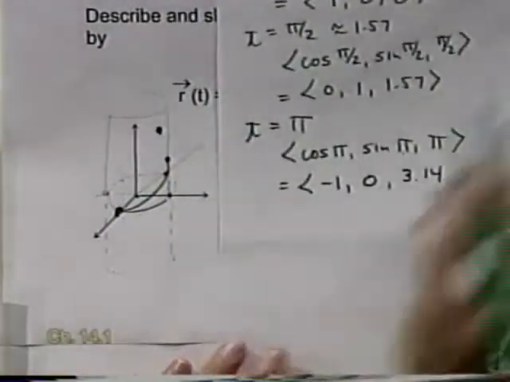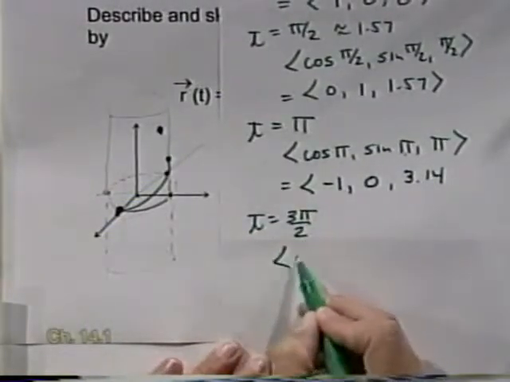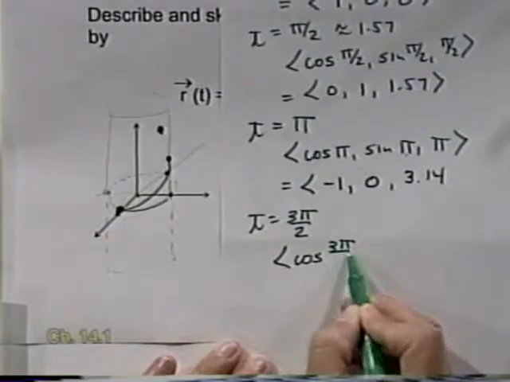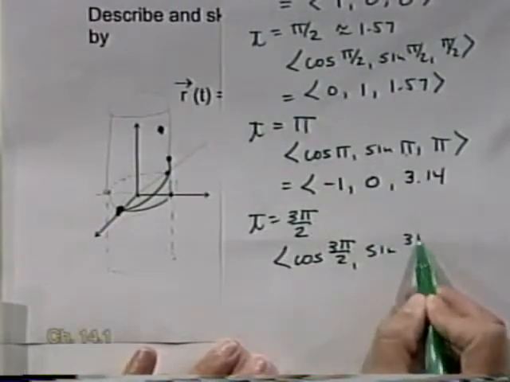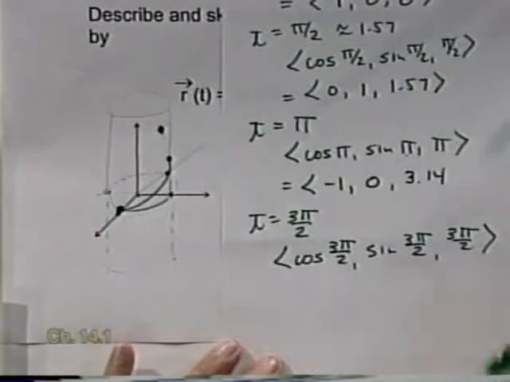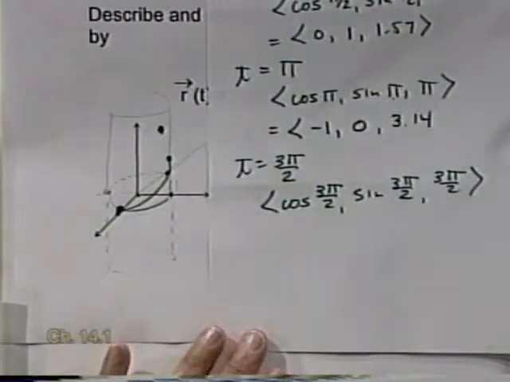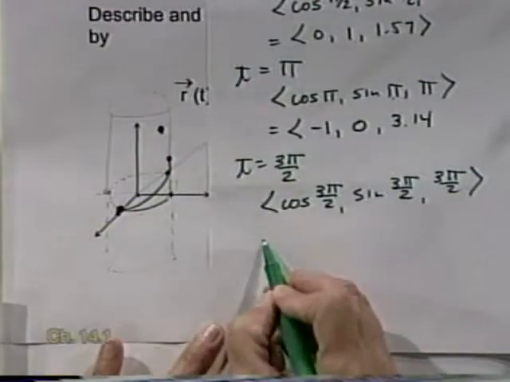Let's try one more. How about t equals 3 pi over 2? I get cosine 3 pi over 2, sine 3 pi over 2, and 3 pi over 2. Somebody on your calculator, do 3 pi over 2 for me. What is it, 4.6? Is that what it is? We'll use 4.6 for about. Paul figured it out for me.